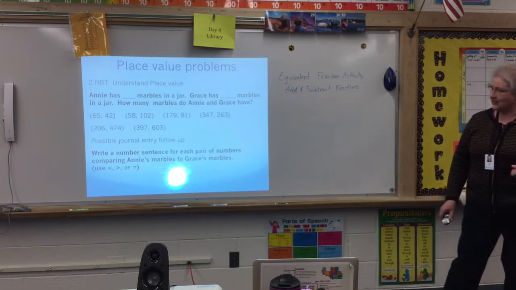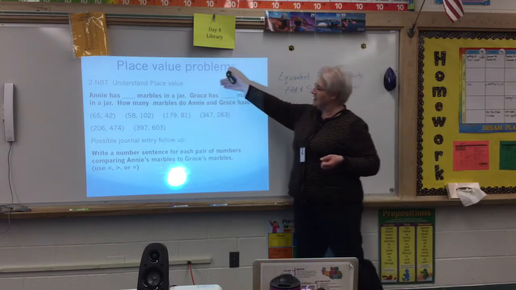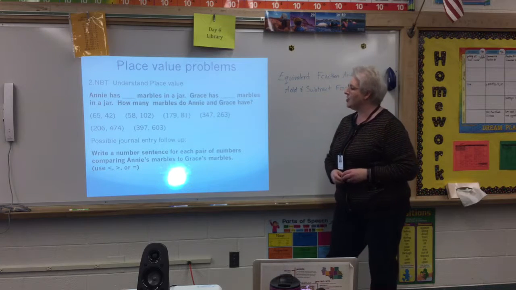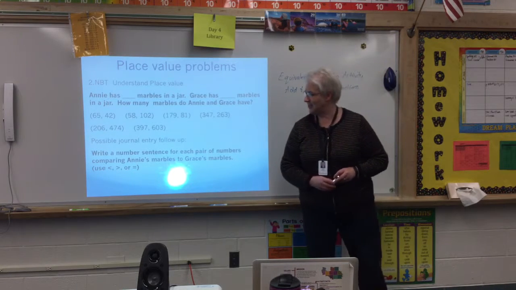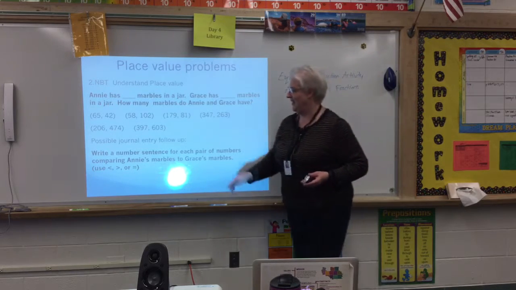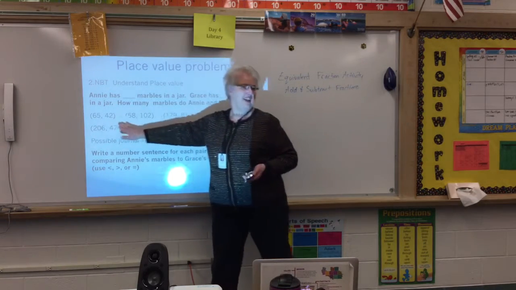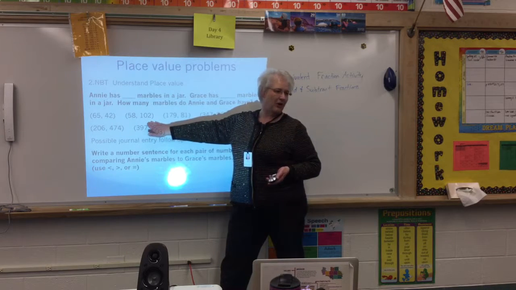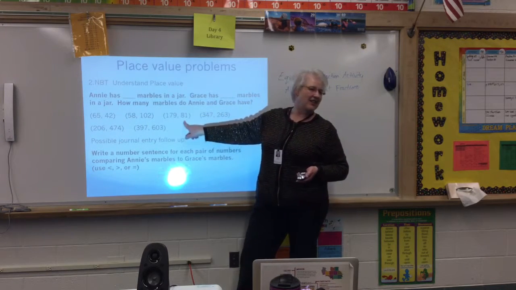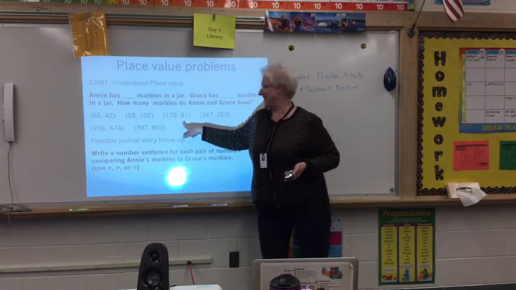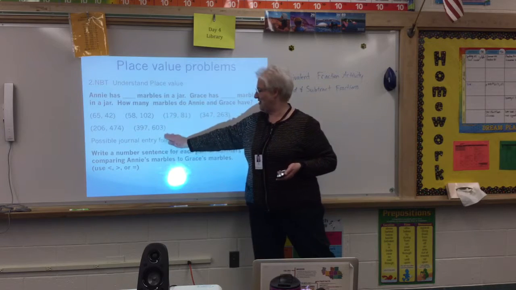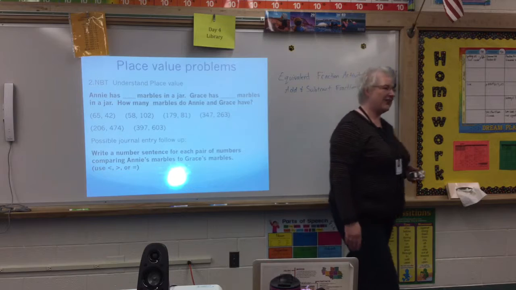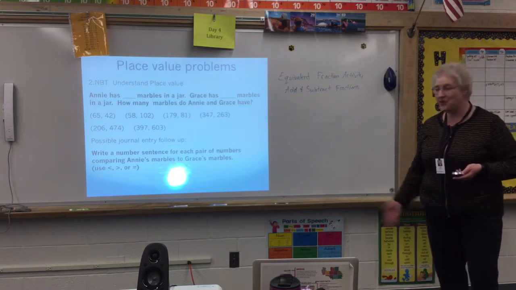Second grade, if it's working on place value. So our number base 10 standard is understand place value. Annie has blank marbles in a jar. Grace has blank marbles in a jar. How many marbles do Annie and Grace have? Take a look at my number combinations. Barely over 100. Midway between 100 and 200. Going to have to regroup a couple of places. Getting over 500. Over 500. That last one, really going to push them to get to that 1,000. So you can move them up.